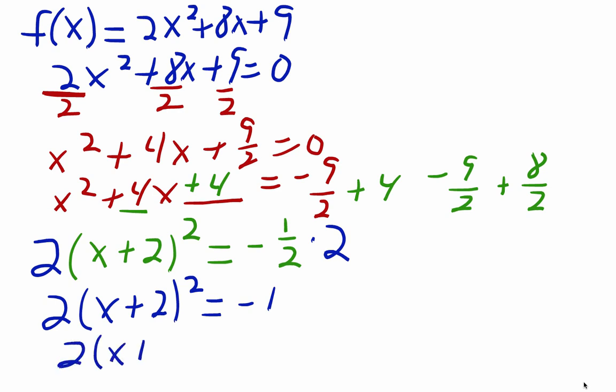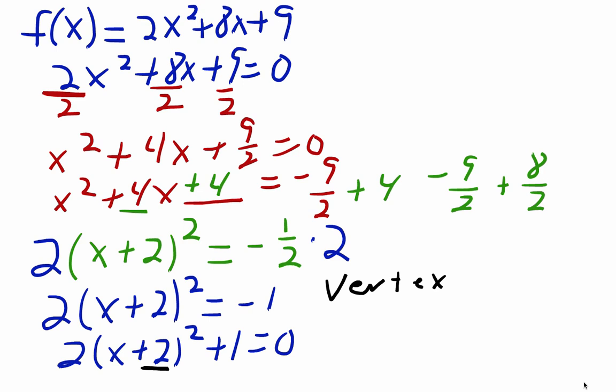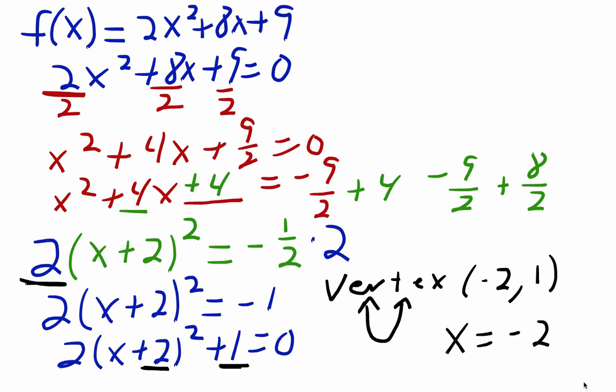So I have 2 times x plus 2 squared plus 1 equals 0. So our vertex is this number here. We always write the opposite, so that'd be a negative 2. And it's also this number, always the number no matter what it is, 1 there. So that's our vertex. We have a positive 2, so it's going to go upward. And our axis of symmetry is at negative 2. So if I graph that, it's going to be something like this, and it will be right at negative 2 there.